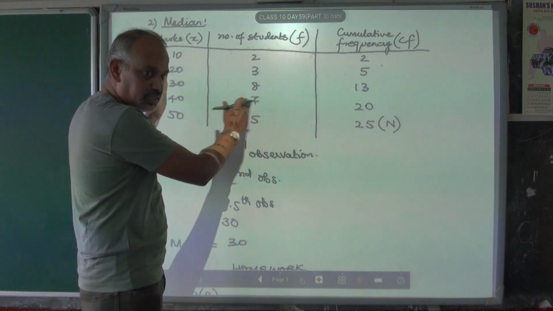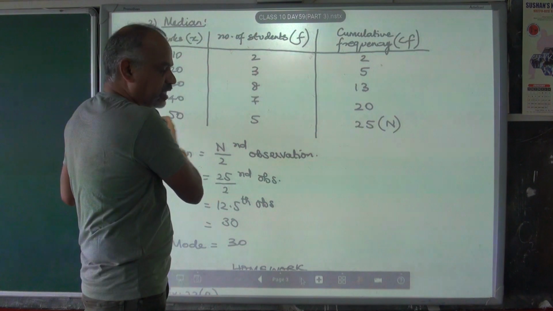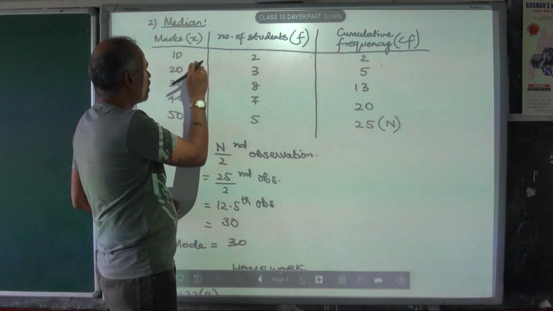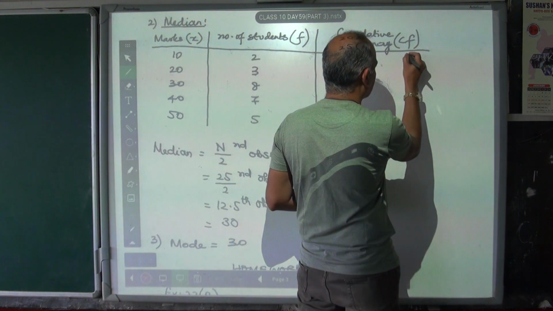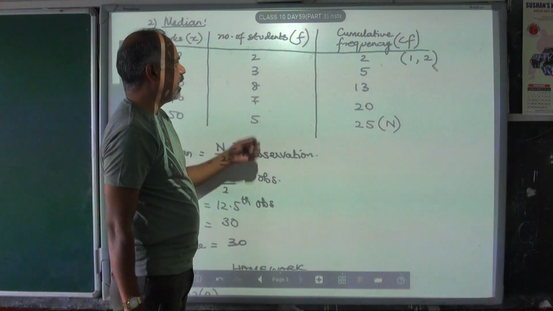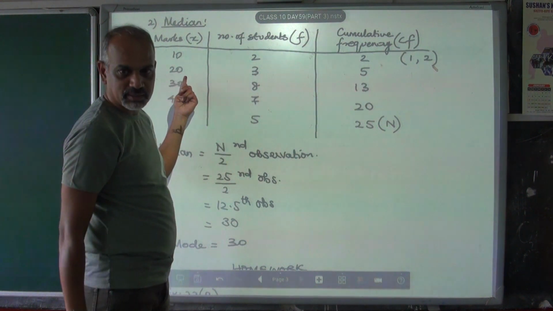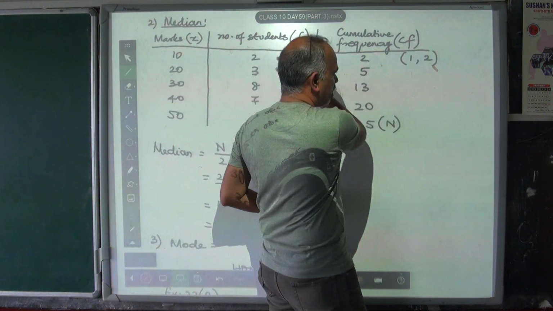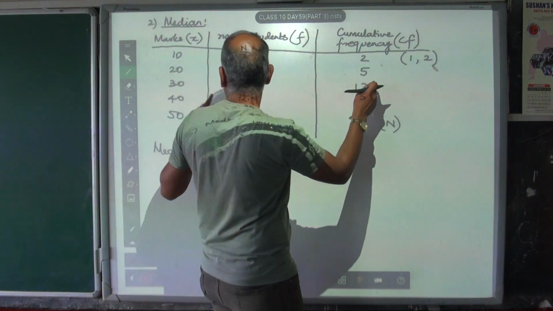Now if you notice this, what these mean is, there are 2 students who got 10. If you arrange these students according to the marks they got, that is the least marks first and the highest marks later, the first 2 students got 10 marks. That's the first and the second student. After the 2 students, the third student onwards got 20 marks. How many got 20 marks is 3 of them, so the third, fourth and fifth student got 20 marks.